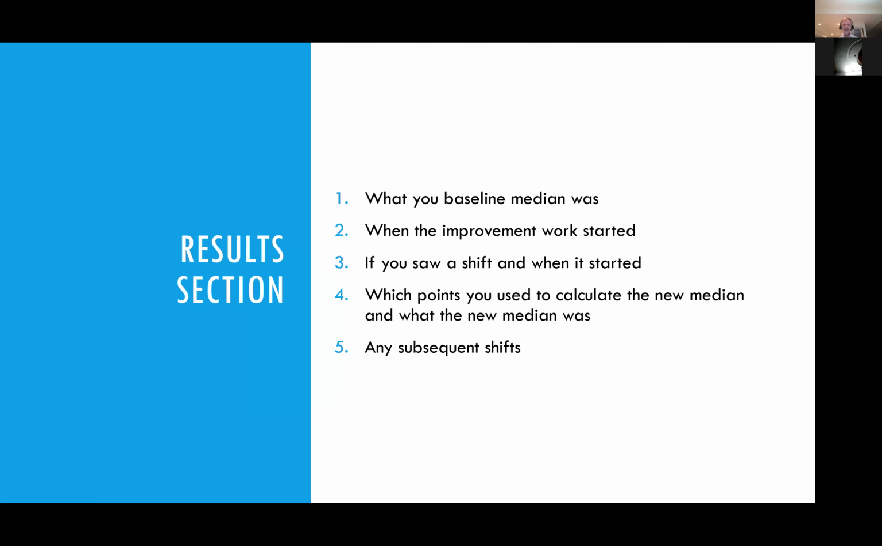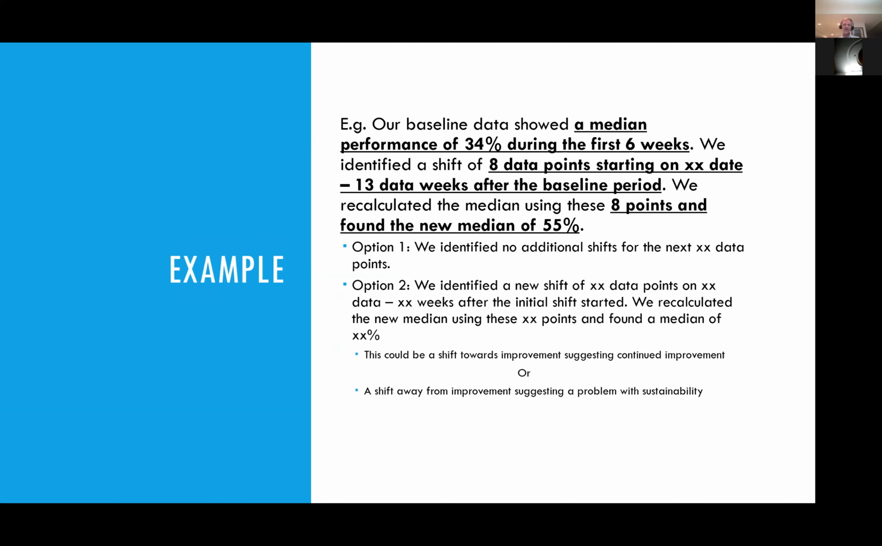Then in the results section, you're kind of just saying this again. What was your baseline median? What was the value? When did the improvement work start? If you saw a shift, when did it start? Which points did you use to calculate the median, what was the new median, and any subsequent shifts. So again, our baseline data showed a median performance of 34% in the first 6 weeks. We identified a shift of 8 data points starting 13 weeks after the baseline period. And we recalculated the median using those 8 points and had a new median of 55%.